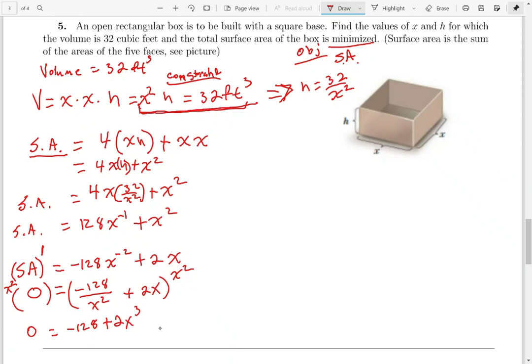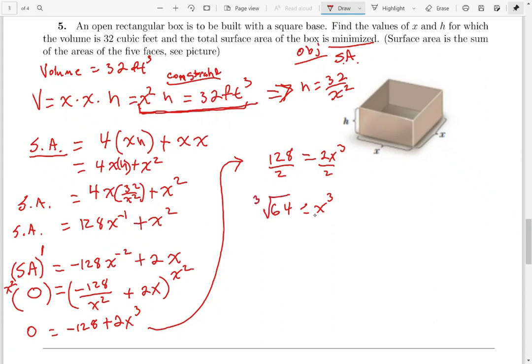Okay, so then I just need to solve for x cubed. I get that this is 128, add 128 to both sides, is equal to 2x cubed. Divide by 2, divide by 2. I get that x cubed is equal to 64. And then I'm going to take the cube root of both sides, but we don't have to worry about that. The cube root of x cubed is x, and the cube root of 64 is 4. And so my claim is that x is equal to 4.